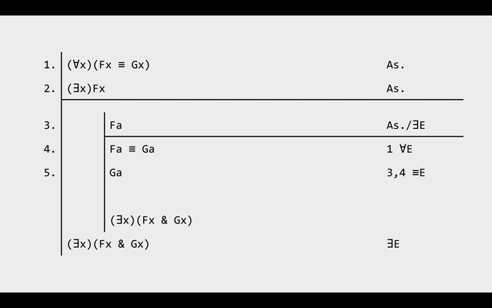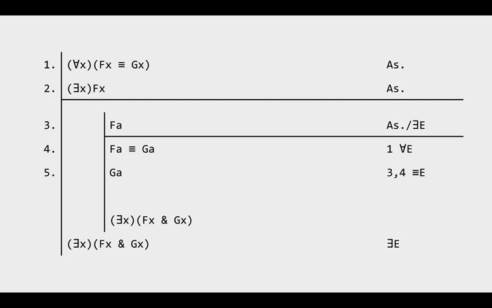So now that we have the GA, well, I know that GA is one of the predicates that I'm ultimately looking for down at the bottom of the subderivation. I'm looking for Fx and Gx. Looks like I have the GA right there. I actually also have the FA up there in line 3.